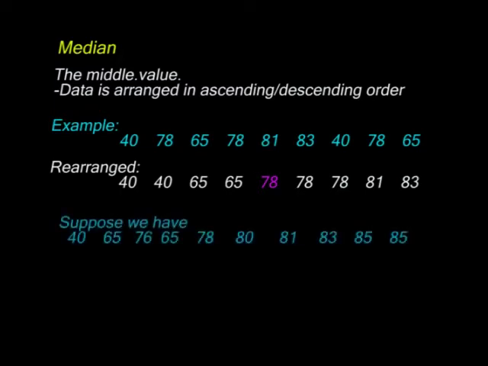But suppose we had this data on your screen now. You realize there are two middle numbers, that is 78 and 80. We have mentioned the median in such a case would be the average of the two. So we have 78 plus 80 divided by 2, and we have 79.